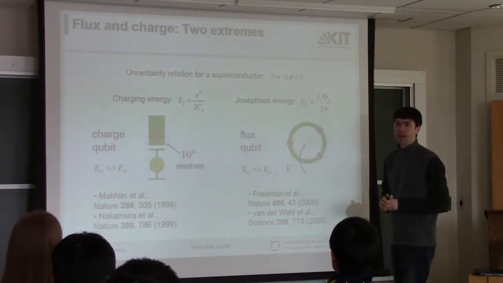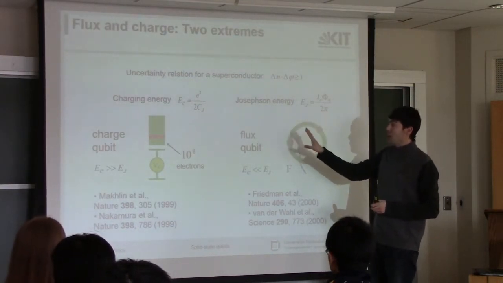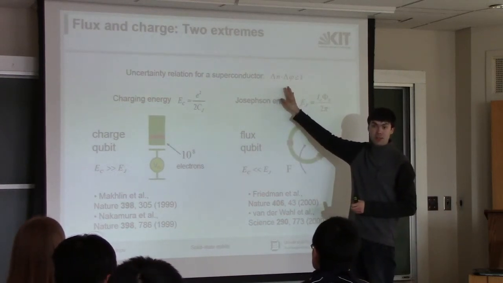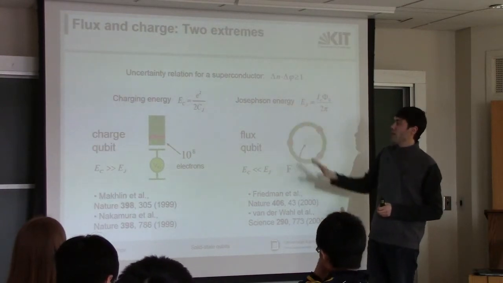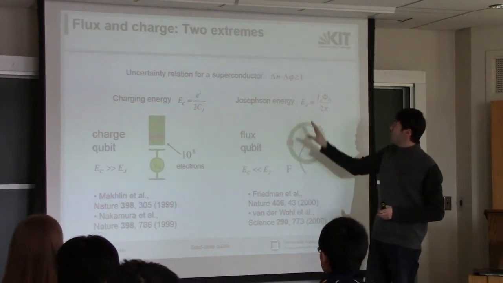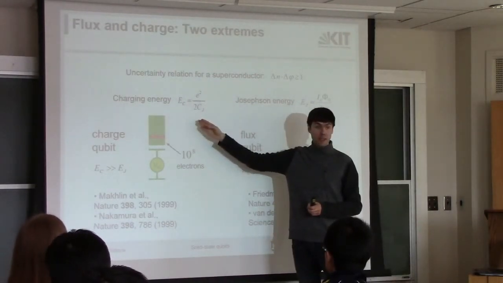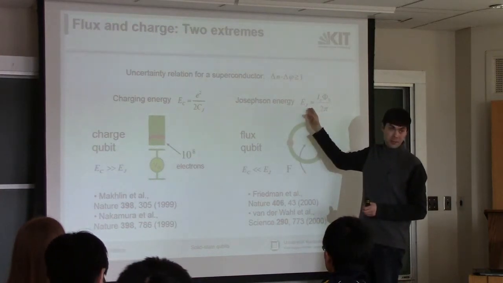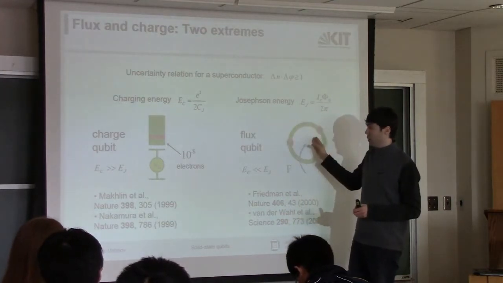Okay. So remember 3 types of qubits. Well, this slide explains 2 because they are related by this conjugation relation, by the uncertainty principle, and very simply illustrates how you go from one to the other. You just simply have to change the ratio of the charging energy in the Josephson junction to the Josephson energy in the Josephson junction. And you go from charge qubit to flux qubit.